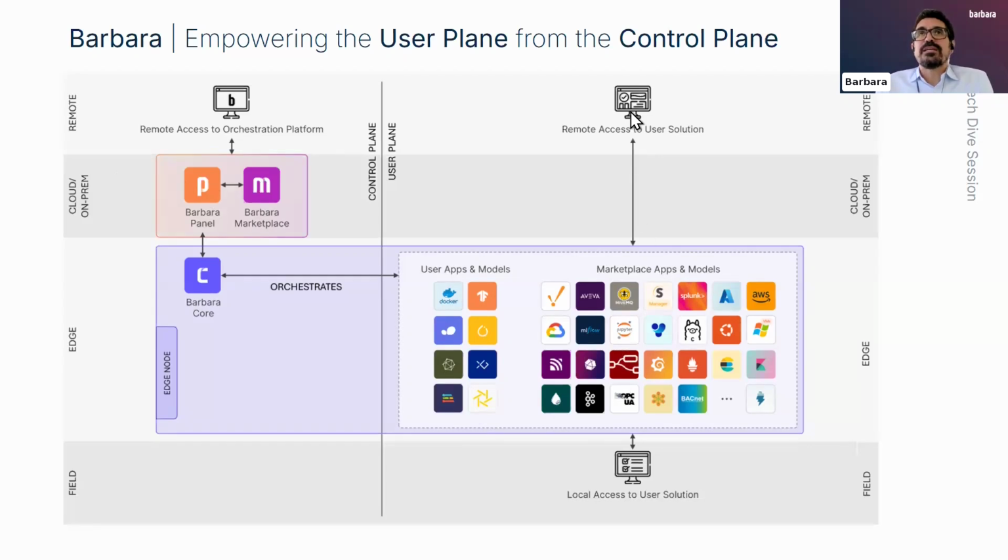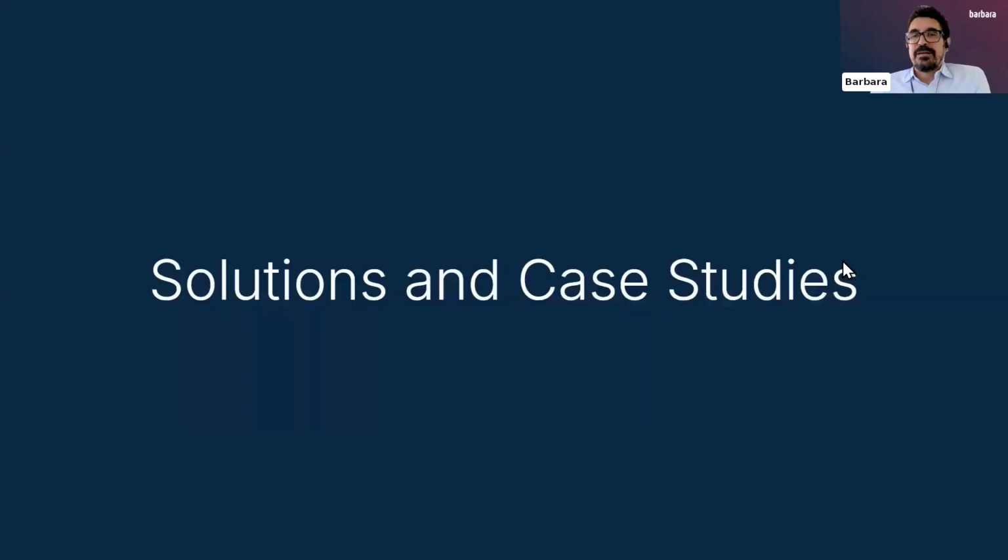So this way you can access this application using a remote access, okay, and also a local access. If you are in the same local network as the edge node, you can access it locally, but you also have this remote access to the solution. And you can also access Panel directly, as we will see in the sunset, okay? So this is the overview of the platform, okay?